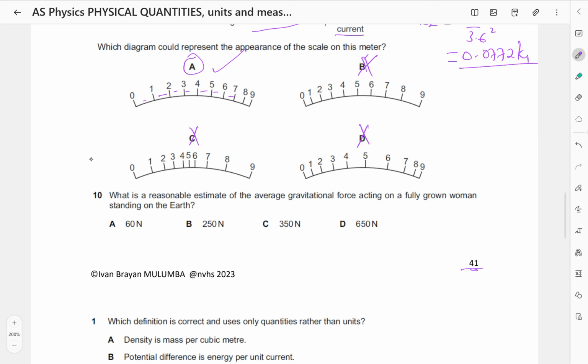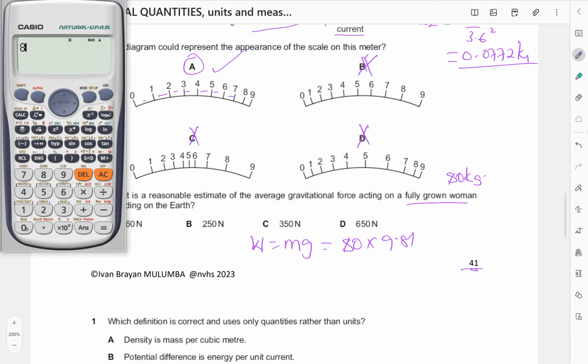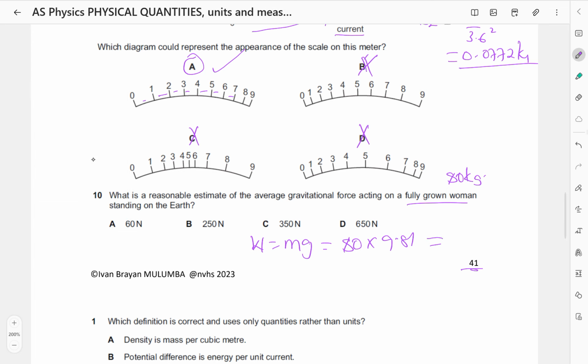What is a reasonable estimate of the average gravitational force acting on a fully grown woman standing on the earth? When we talk about gravitational force, that is the weight, and we know that the weight is equal to m times g. A fully grown woman, if she is not very fat, we can say her mass is approximately 80 kilograms or 70 kilograms. So this would be 80 times g, which is 9.81. So 80 times 9.81 is approximately 784.8 newtons. So which answer would make more sense here?